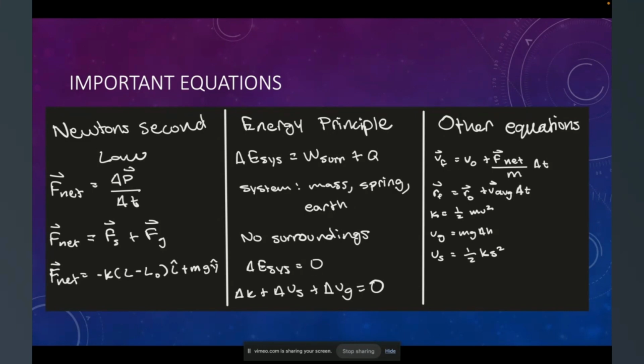The energy principle says the total system energy is equal to the work done by surroundings plus Q. The system is the mass, spring, and Earth, and there's no surroundings. That means the system energy change should just be zero, and the system energy will be made of kinetic energy, spring potential energy, and gravitational potential energy, which will be equal to zero. Some other important equations will be the velocity update formula, position update formula, the kinetic energy formula, the potential energy through gravity formula, and the potential energy through spring formula.